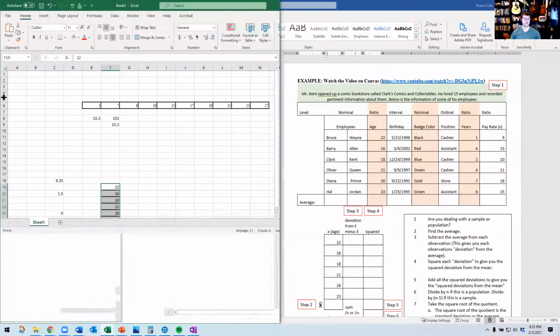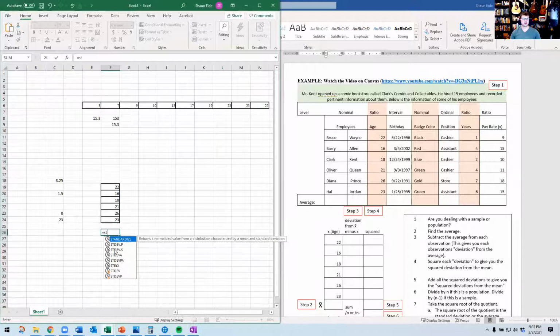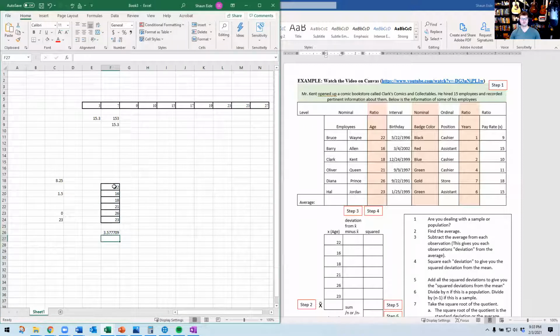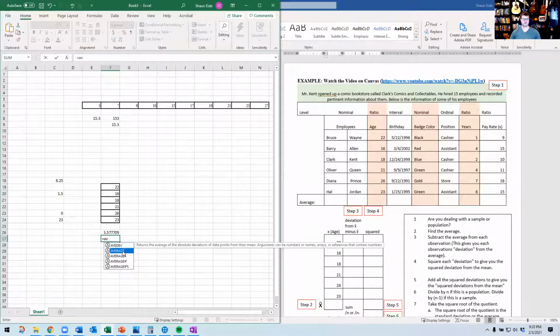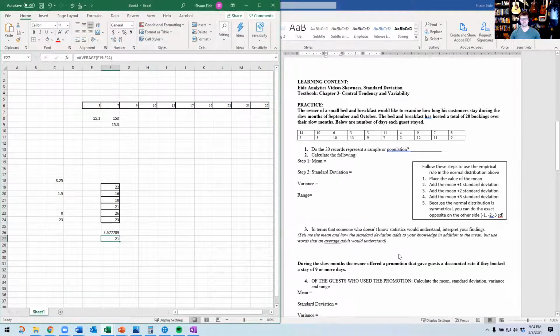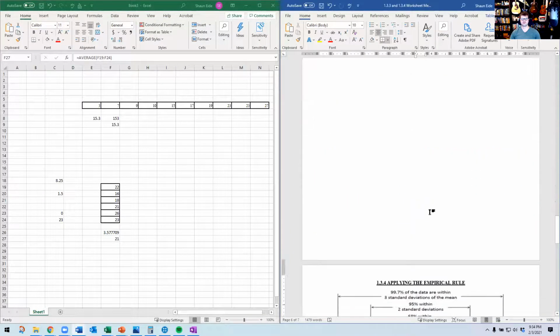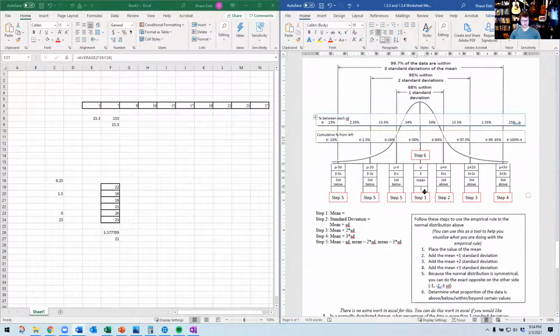So this right here is a sample. Okay, so we're going to do equals standard deviation of a sample, and I'm just going to highlight all this. 3.577 and so on. Okay, and then I also need the mean, equals average. And so we've got the average, and we're going to put the average right here. So the average is going to be 21.